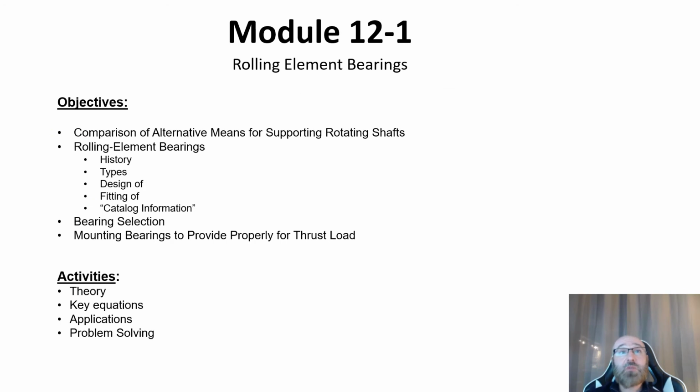So I'm going to break this module down into 2 different sections, module 12.1 and 12.2. 12.1 is going to be talking about chapter 14, looking at these rolling element bearings, and 12.2 is going to be talking about exam 2. So for 12.1, again, we're going to go through the comparison of alternative means for supporting rotating shafts, talk about all the different types of rolling element bearings with the history, types, design, fitting, and catalog information, get into bearing selection, and talk about mounting bearings as well.